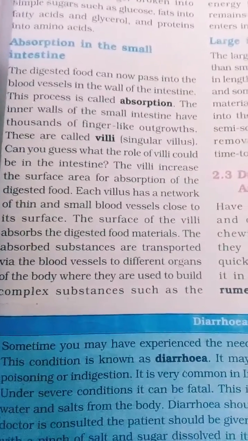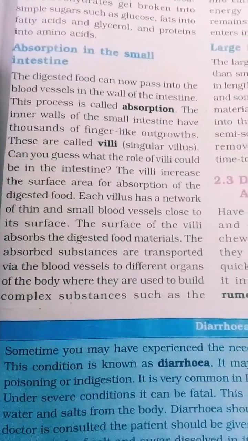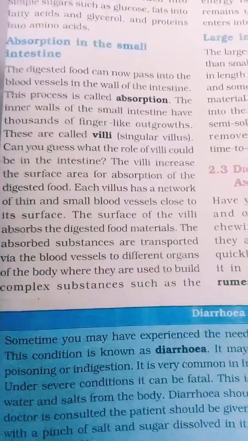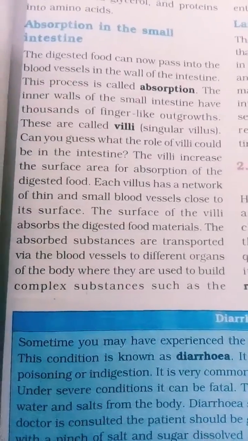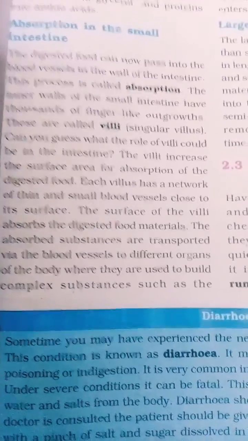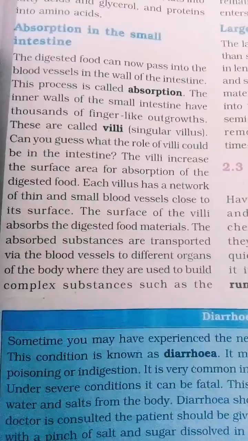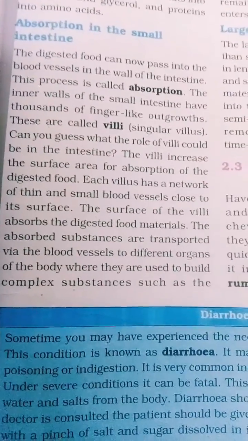Whatever the digested food goes into the small intestine, it will increase the absorption or the surface area for the absorption, as villi is present in the inner walls of the small intestine, and it's how it looks like. It looks like finger-like projections. Okay, surface of villi absorb the digested food materials. What the surface of villi does, it absorbs the digested food materials.